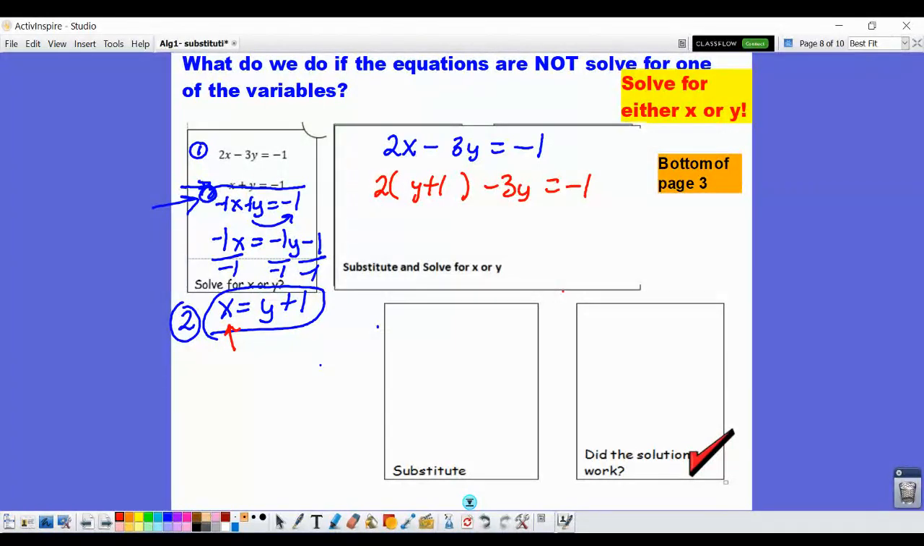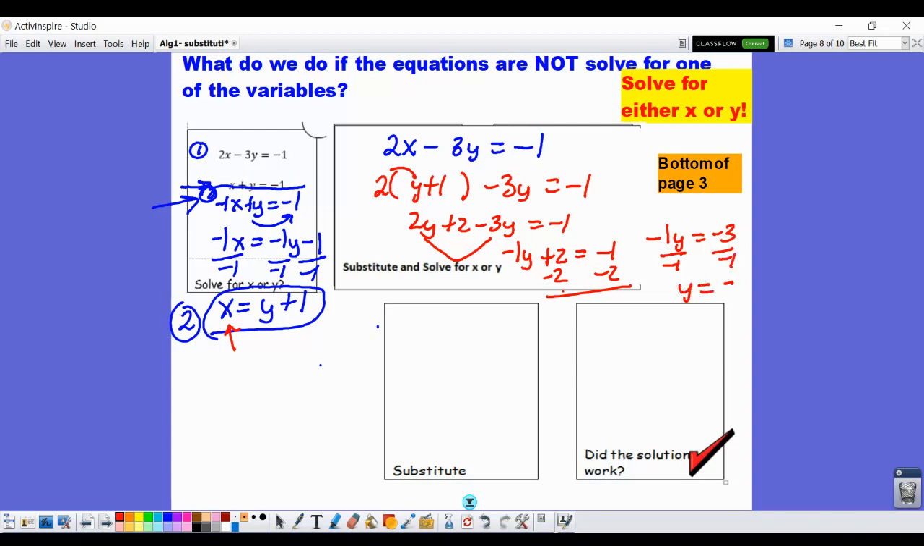And let's solve it. So let's distribute. 2y, 2 times 1 is 2. Drop down my negative 3y and my negative 1. And then I'm going to combine like terms. 2y minus 3y, that's a negative 1y, plus 2 equals negative 1. Remember, I need to move everything away from the y, so I'm going to subtract my 2. And I have negative 1y equals negative 3. And I can't leave that negative 1 there, so I end up having to divide by negative 1, and I come up with y equals 3.